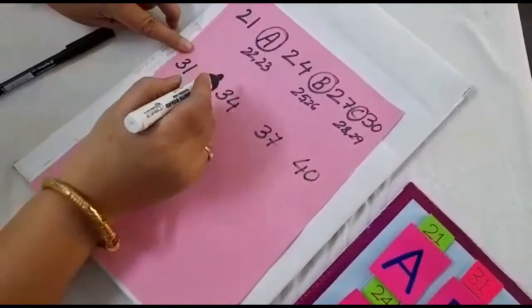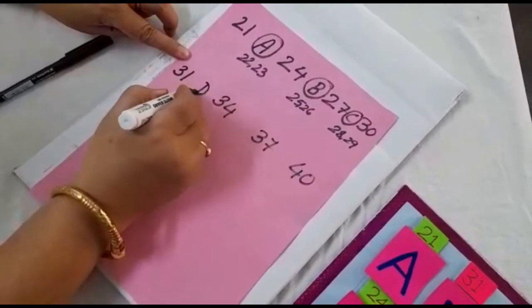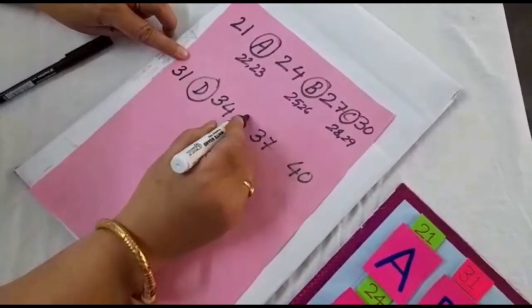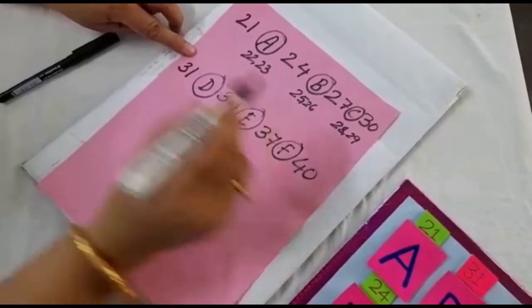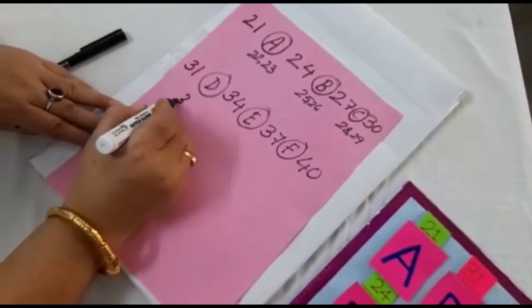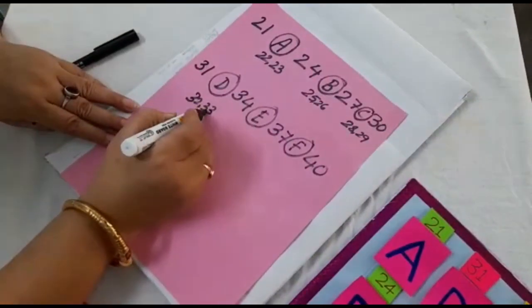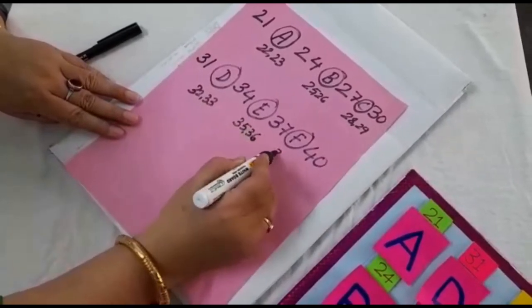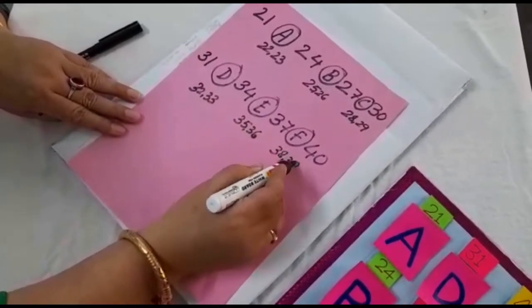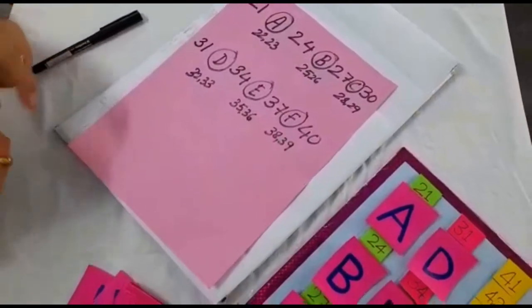What are the numbers here? What are the alphabets here? D. Here the alphabet is E. Here the alphabet is F. So what are the numbers hidden here? 32, 33, 35, 36, 38, 39. So it's a wonderful game, isn't it?